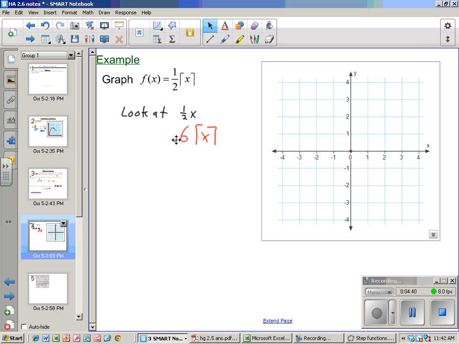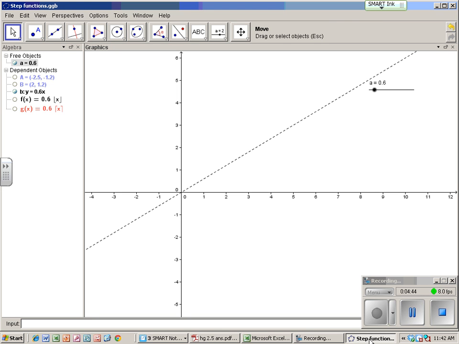So, we're just going to graph 0.6x. That's this dashed line. Now, it's a rounding up function. So what we're going to do is, when we go to this integer of 1, I just put this point here. It's a ceiling function. Ceilings are above you. We're going to go above the line. So we're just going to go horizontal over to 1.